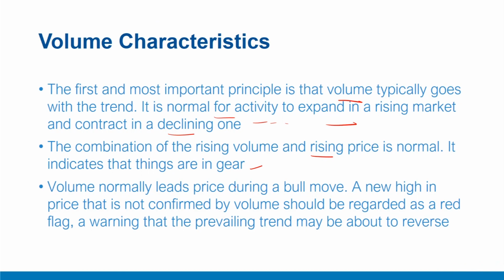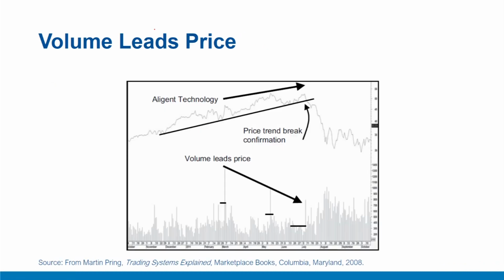Volume normally leads the price during a bull move. A new high in the price that is not confirmed by the volume should be regarded as a red flag, warning that the prevailing trend may be about to reverse. For example, if you look at the price trend, which is on the upside, compared with this the volume and price are in divergence. Volume is falling while price is rising, which indicates that volume is not in agreement with price, and therefore some kind of trend reversal is due, which actually happens afterwards.